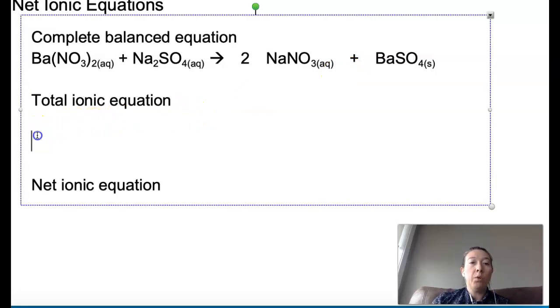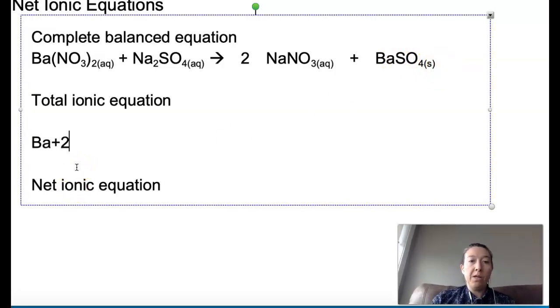So step 2 is that total ionic equation, and this is where we look at our original equation and anything that was aqueous and ionic, which in this case is the barium nitrate, the sodium sulfate, the sodium nitrate, we're going to break apart into individual ions. Anything that isn't, we're going to leave alone. So this barium sulfate, because it was a solid, we're not going to touch it.